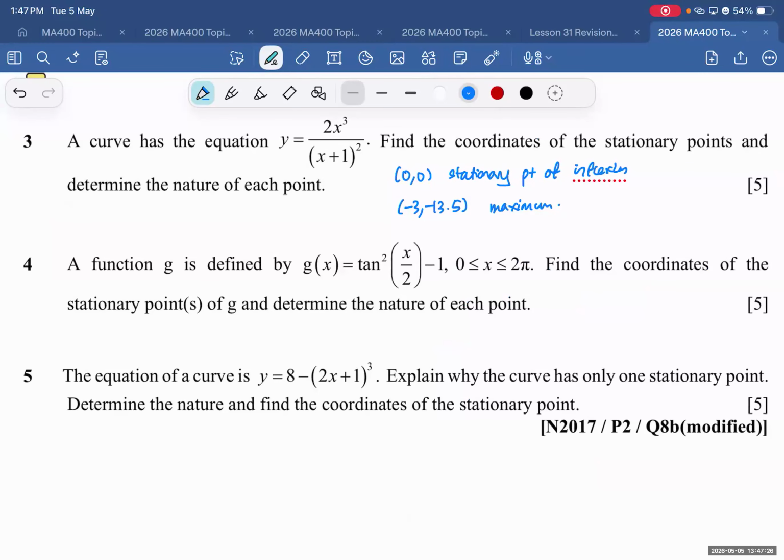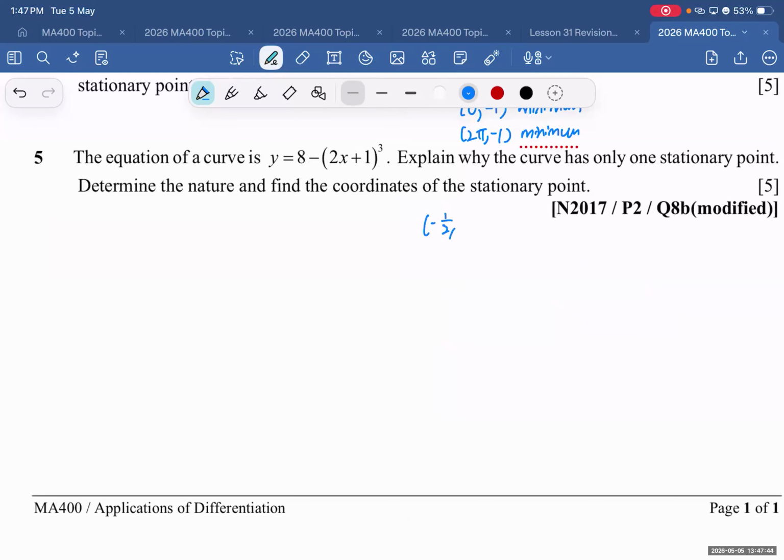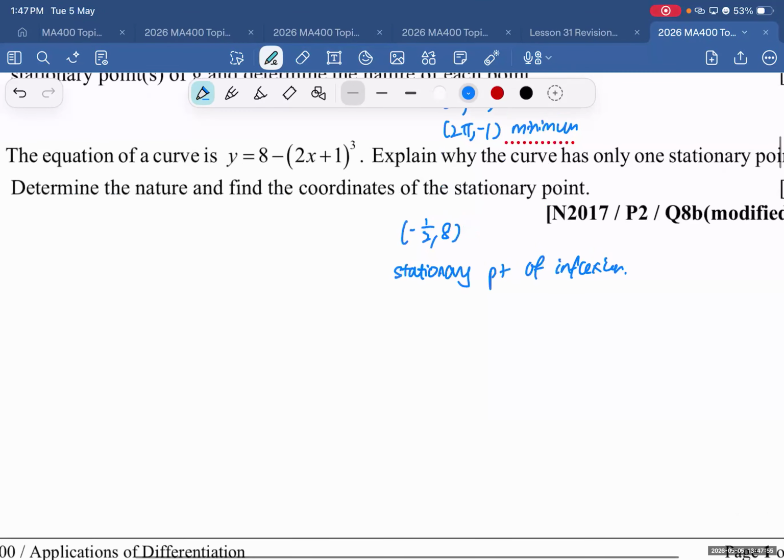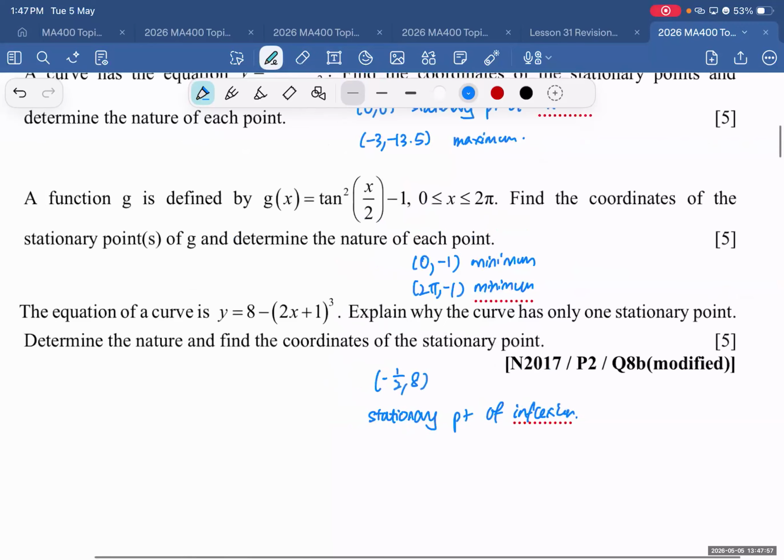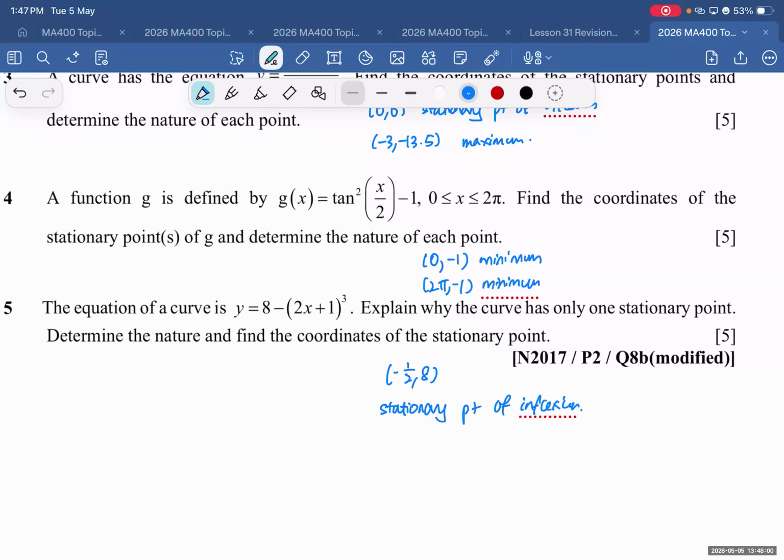Someone was asking, right? There should be 0, -1 and 2 pi, -1, which are both minimum point. This is -8. This is a stationary point of inflection. You need to write down stationary point of inflection, don't just write down inflection point. First derivative test you can only use first derivative test for stationary point of inflection.